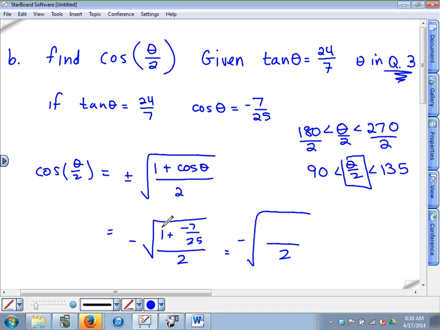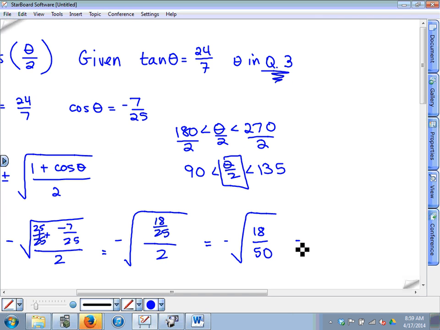Yeah, 1 is just 25/25. And if you take 7 from 25, you get 18. So this is 18/25 divided by 2, which is multiplied by 1/2. So this is 18 over 50. This does work out. Awesome. If we simplify, this is 9.